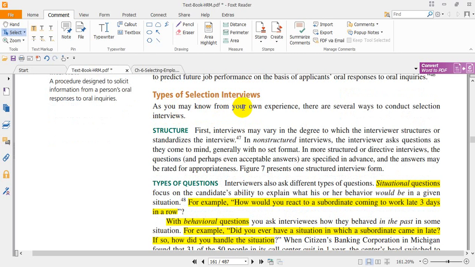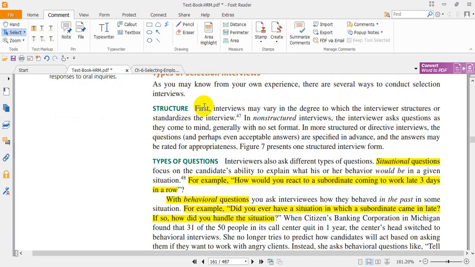As you may know from your own experience, there are several ways to conduct a selection interview. Structure. First, interviews may vary in the degree to which the interviewer structures or standardizes the interview. There is a structured and unstructured interview. In unstructured interviews, the interviewer asks questions as they come to mind, generally with no set format.